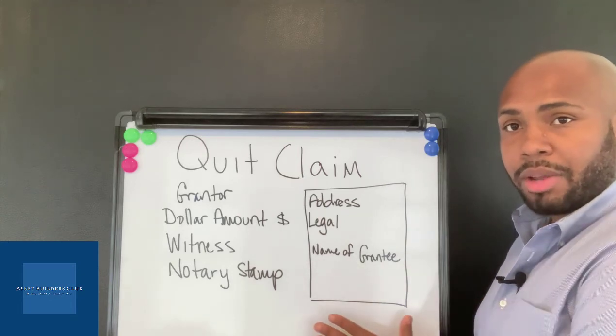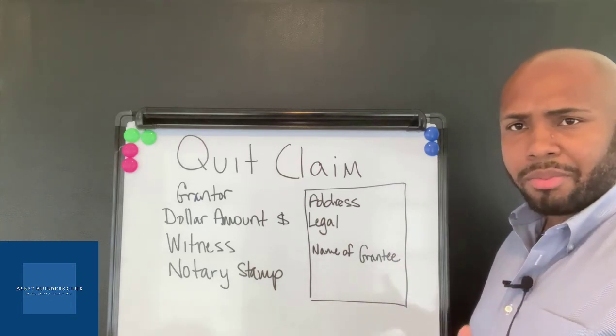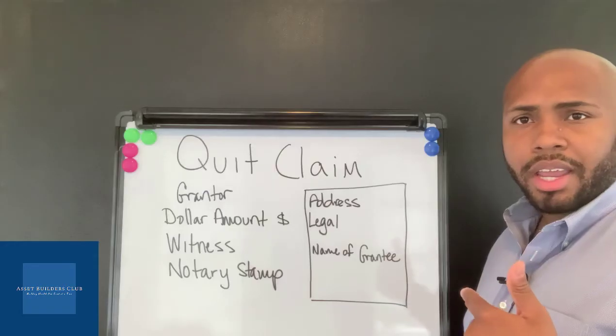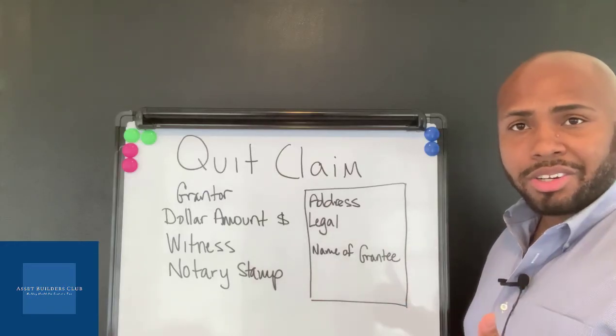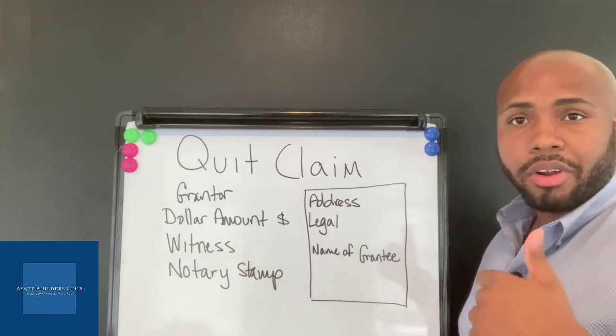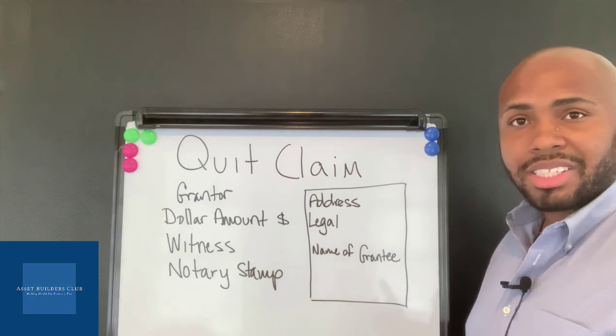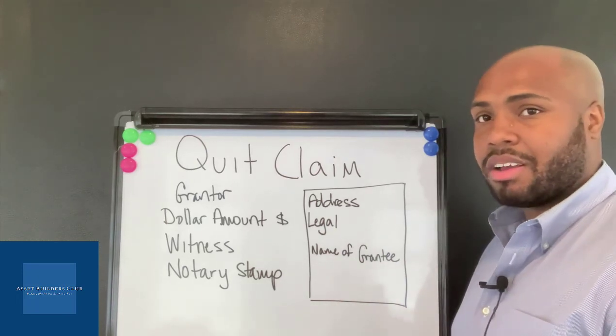Now, on the actual quitclaim document, in addition to the grantor's name, the dollar amount, and the witness lines, you're going to need the address of the property, of course. You're going to need the legal description of the property, and finally, you're going to need the name of the grantee, the entity that is receiving the asset.